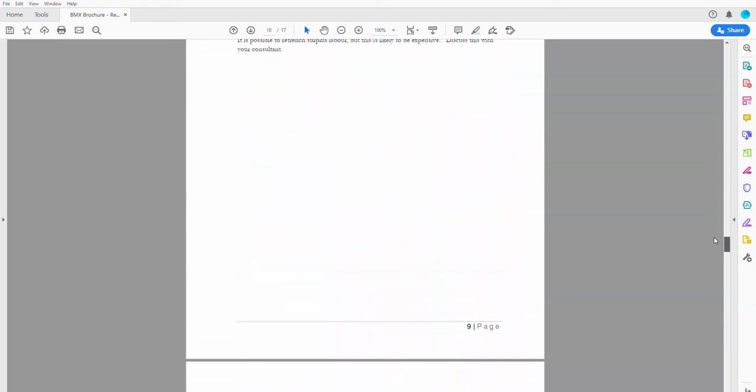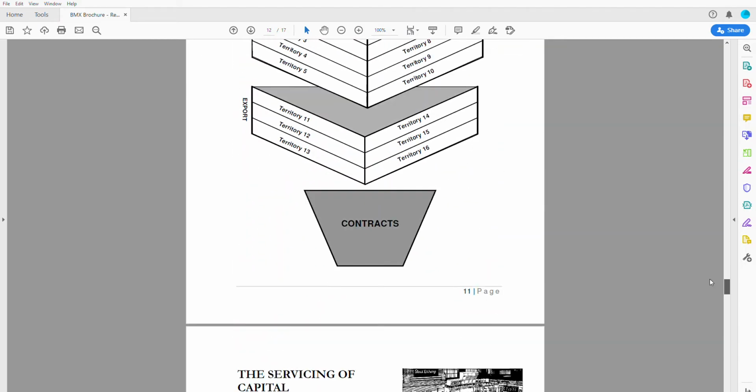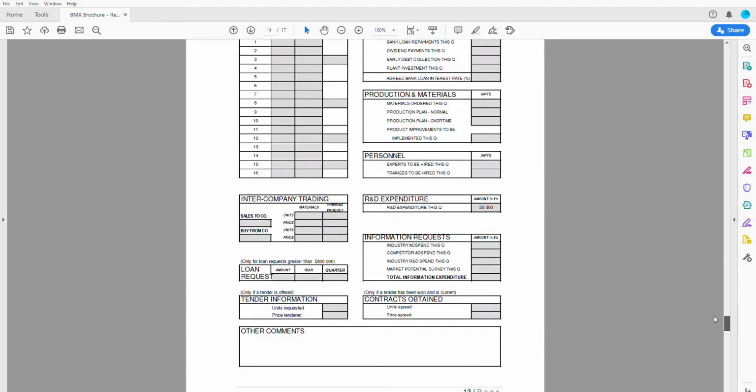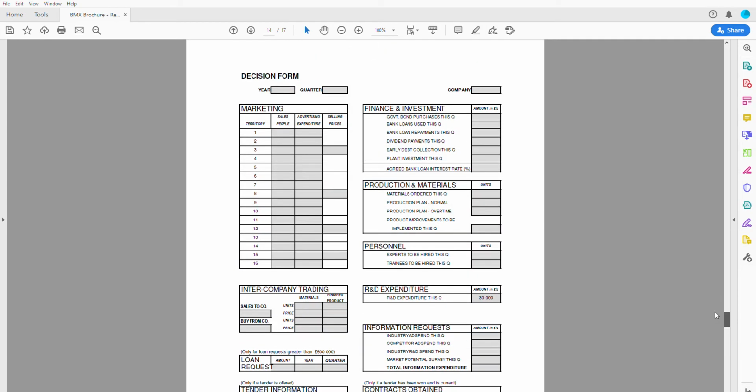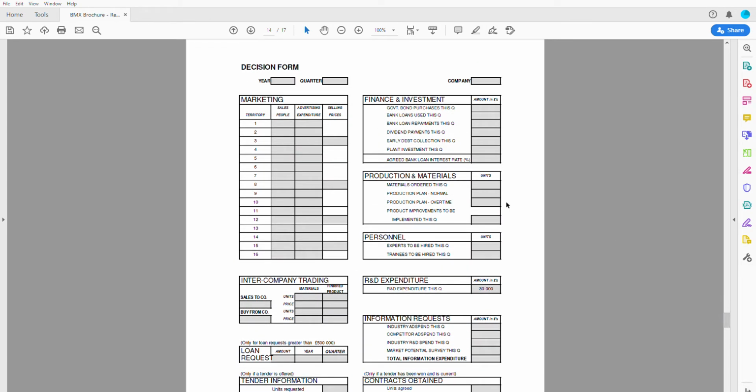Right, so I am just getting myself to page 13 here, and you can see on page 13 we have got this decision form. This is just a copy of what the Excel spreadsheet looks like, where you will send in your decision to me and I will process this. I'm going to cover this sheet in my next video.